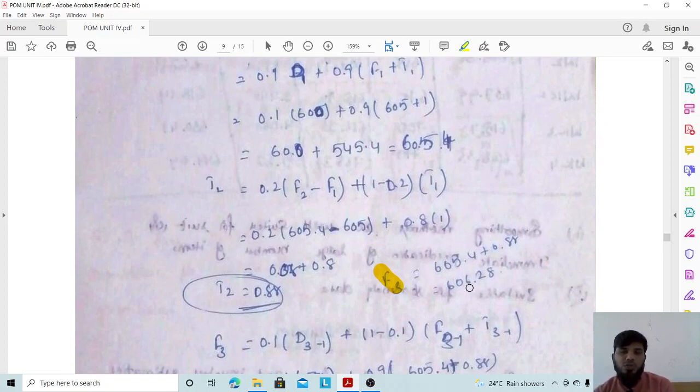You should not use this value. You should not use this value directly. Again you have to use the formula itself. Again you have to use the formula for forecasting as well as trend.